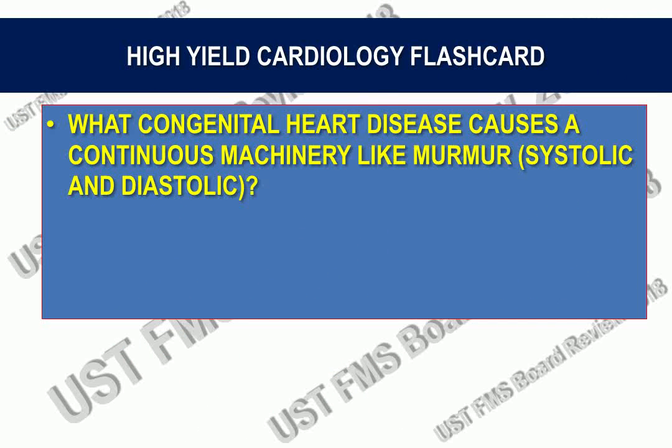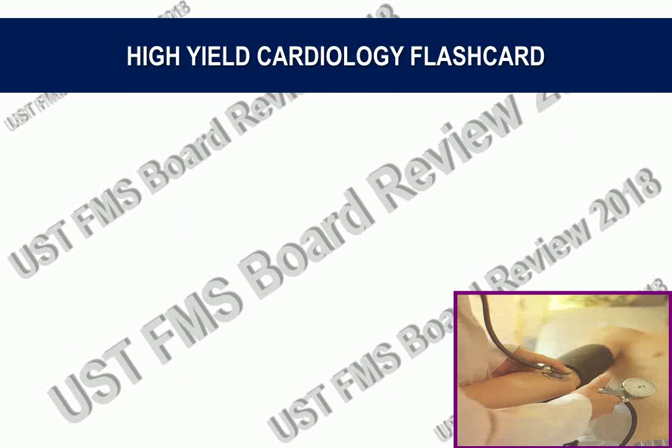Flashcard again. What congenital heart disease causes a continuous machinery-like murmur? When you say machinery-like murmur, it's a murmur that occurs both in systole and diastole. So this is the typical murmur for PDA, patent ductus arteriosus. And this one you also encounter in your pediatric cardiology.